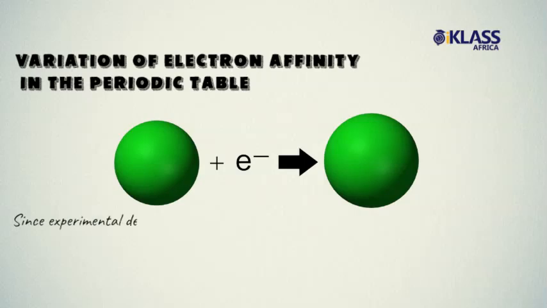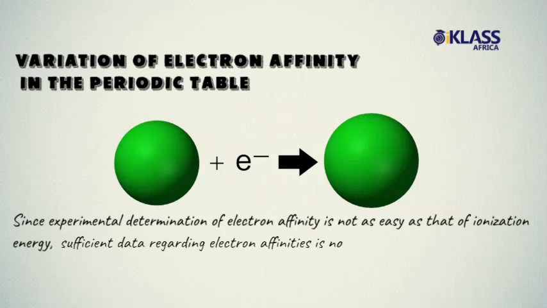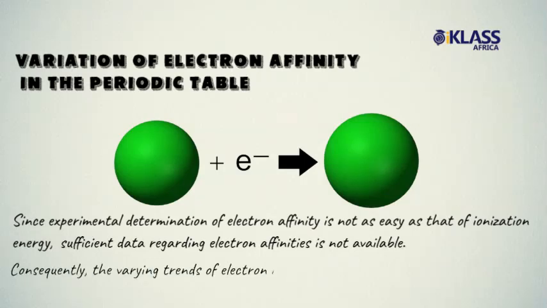Since experimental determination of electron affinity is not as easy as that of ionization energy, the sufficient data regarding electron affinities is not available. Consequently, the varying trends of electron affinities are not well defined. The electron affinities of some elements are given in this table.